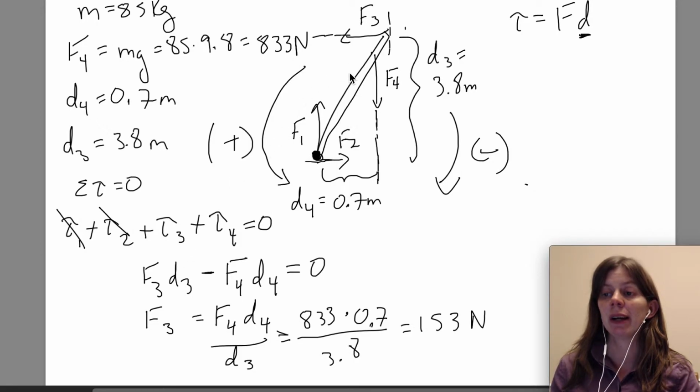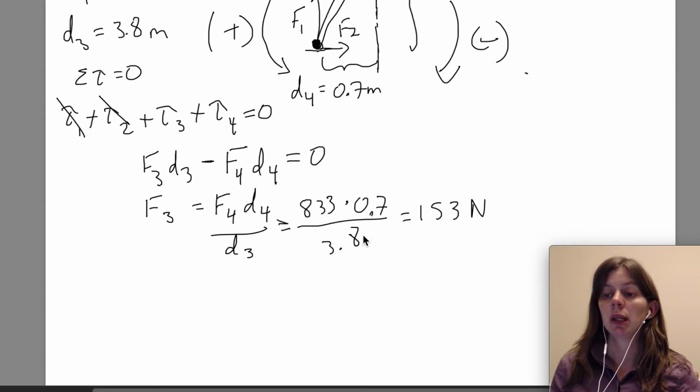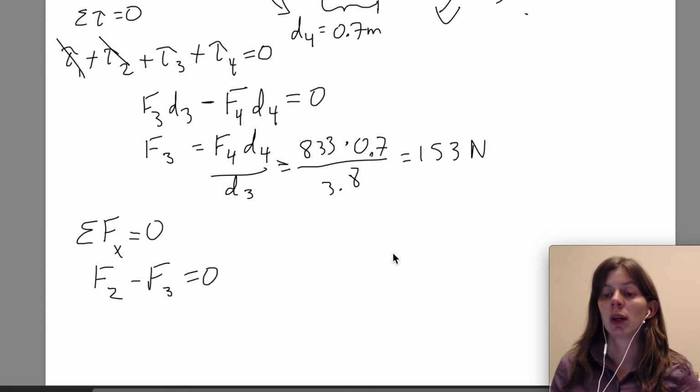Let's look at the forces in the x direction in our diagram here. In the x direction, we have F2 going to the right and F3 going to the left. Those are our only forces in the x direction. So we can sum them up equal to 0. The sum of the forces in the x equals 0. F2 was to the right, it's positive. F3 was to the left, it's negative. What is this showing us? This is showing us that F2 is equal to F3. So you see it's a lot easier now. We just solved for F3, so we know that F2 is also 153 newtons.